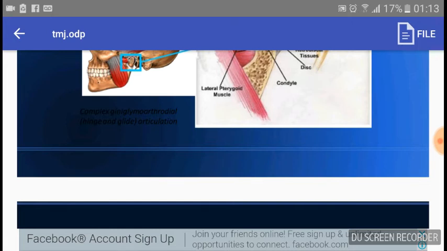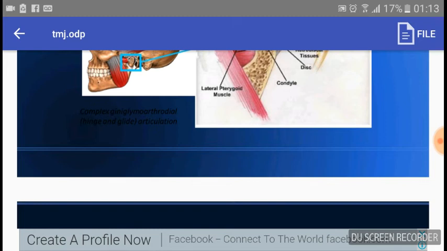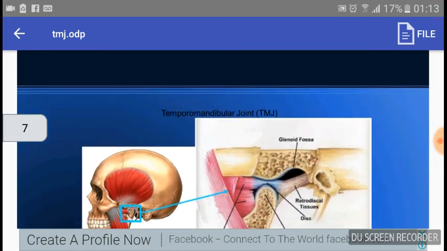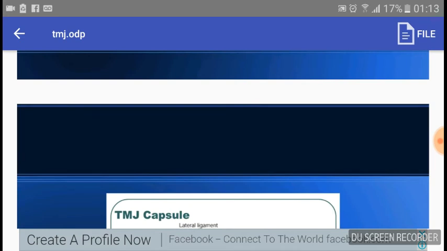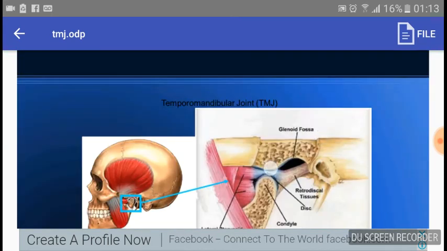Now, the superior and inferior compartments contain, or the disc itself contains, endothelial cells that form the synovial lining, and they actually produce synovial fluid within the capsule. So let me repeat that one more time. There's an articular disc which divides the temporomandibular joint into a superior and inferior compartment, and these compartments contain endothelial cells that form the synovial lining, which produces synovial fluid.